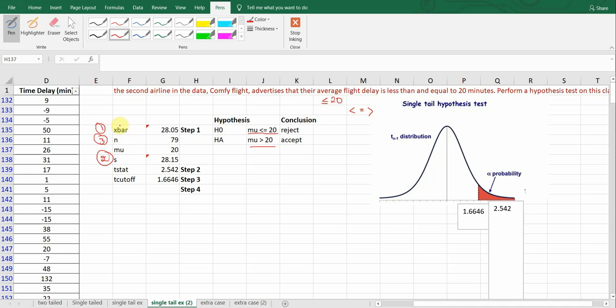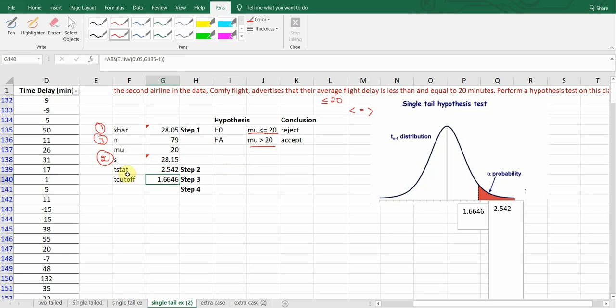So after calculation of your x bar, n, mu and s, you will write your null and your alternate hypothesis. Once this is done, you need to calculate your t-stat value. Now t-stat value can easily be calculated using x bar minus mu by standard deviation by square root of n. So when you do that, you get your t-stat value. That is what I have written over here in the formula. Click on enter and you get 2.542 as the value.